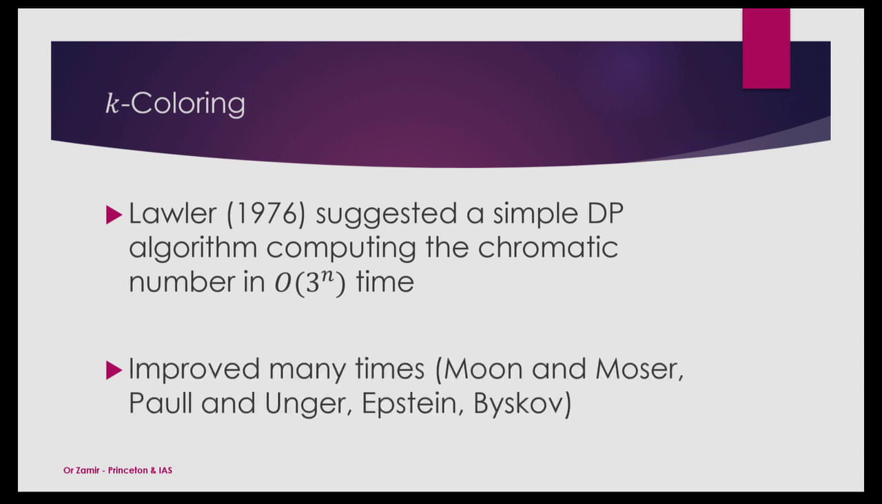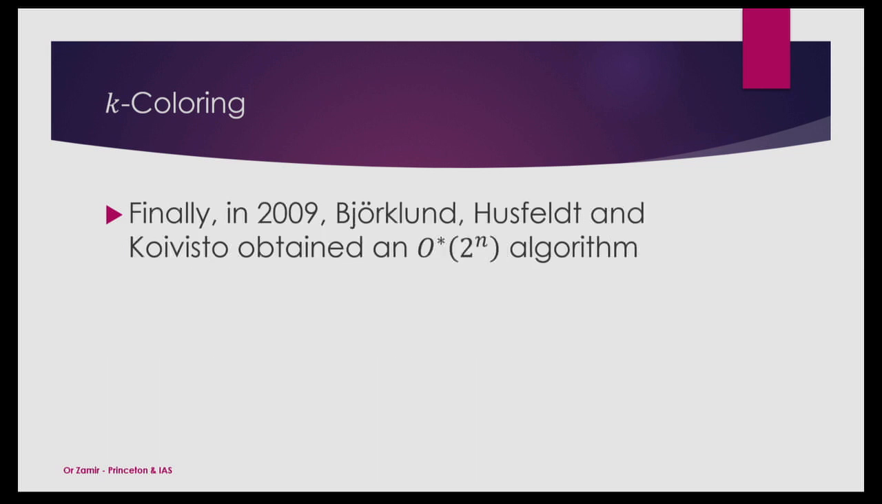Good, and this was improved many, many times afterwards, until in the end people reached something that they think should be optimal for graph coloring, even though we have no formal reasoning for that, which is an algorithm that runs in 2 to the n time. So this is very similar to what we had in the SAT case. Currently it is known, and this is not completely trivial, to find the chromatic number of a graph in 2 to the n time.